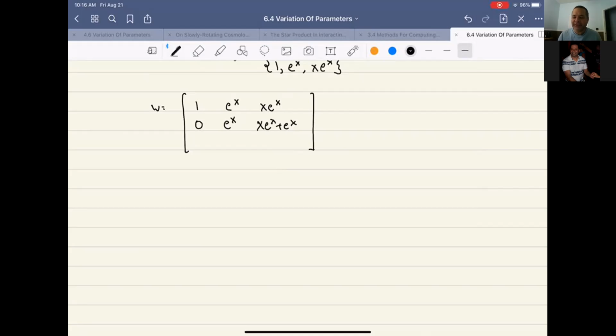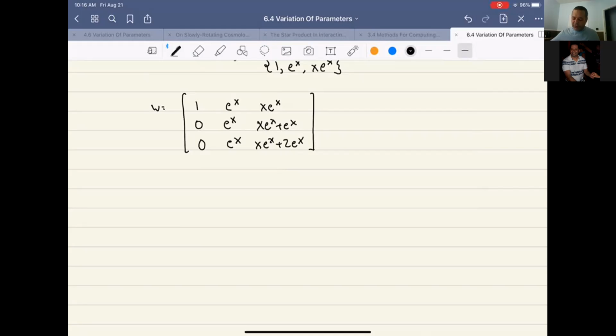The next row is going to be the second derivatives. The second derivatives are going to be 0, e to the x, x e to the x plus 2 e to the x. All right, so this is our Wronskian.